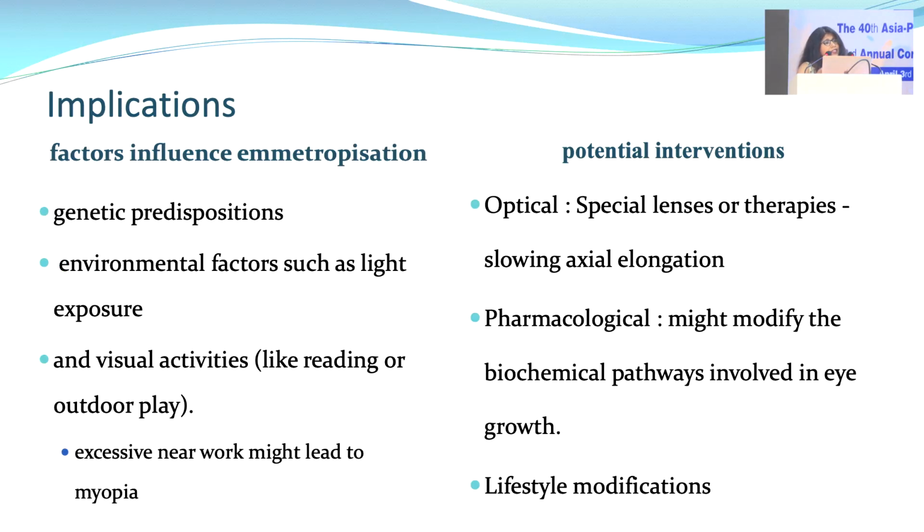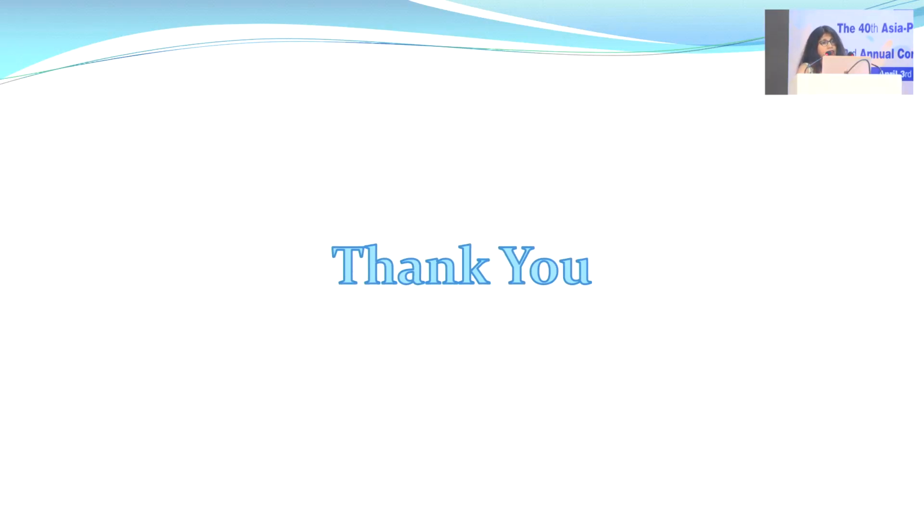Why is it important to understand the process of emmetropization? Because only then will we be able to prevent myopia. We all know it has its own genetic predisposition that we cannot change, but we can definitely modify our environmental factors and visual habits and help in controlling myopia. If we understand the biochemical process, we can also have certain drugs which can modify these pathways and help in prevention of myopia. With that, I end my talk. Thank you so much.